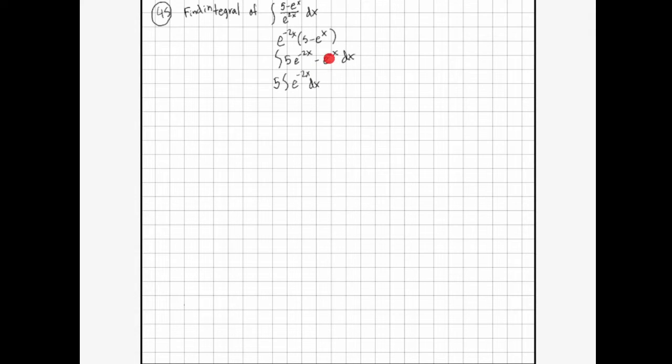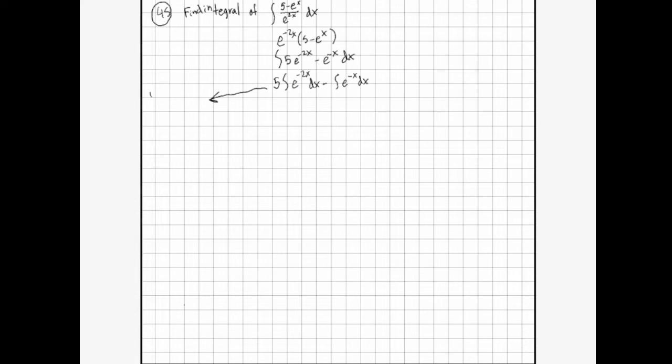Now I have to separate these two right here, so plus minus e to the negative x dx. So I'm going to solve this side first, this one.